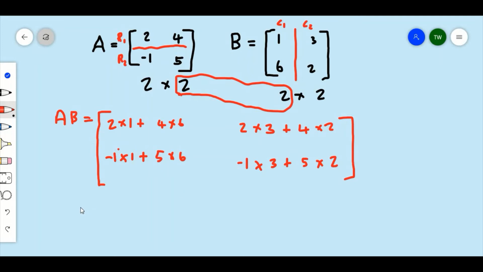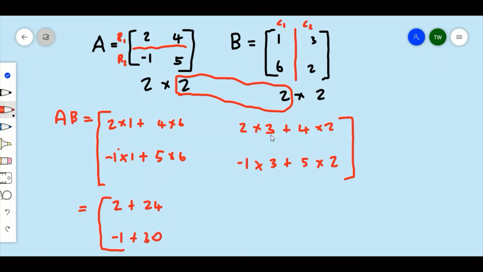So now 2 times 1, that's going to give us 2. So we are going to have 2 plus 4 times 6, that's going to give us 24. So it's going to be 24. Here, let's do this one. Negative 1 times 1, that's going to be negative 1 plus 5 multiplied by 6, that's going to give us 30.